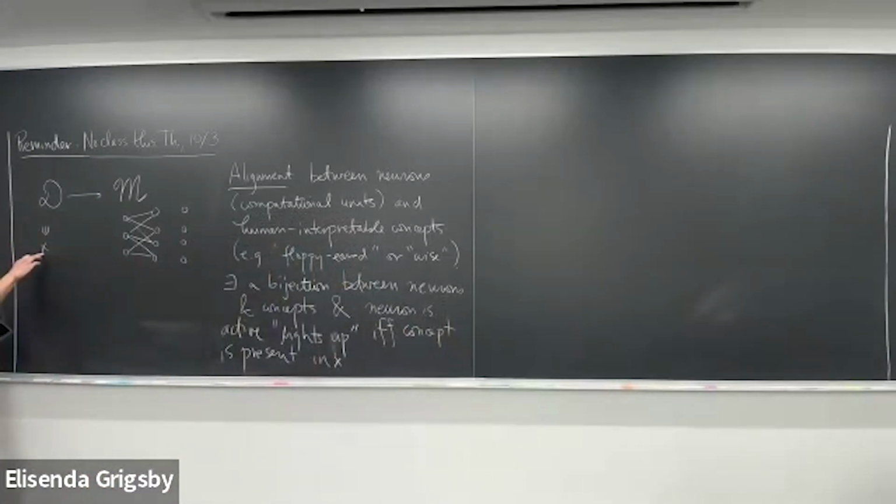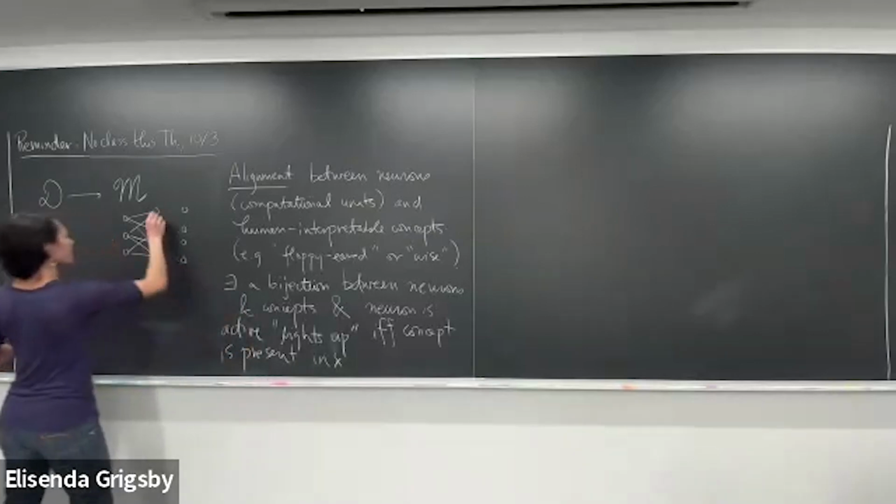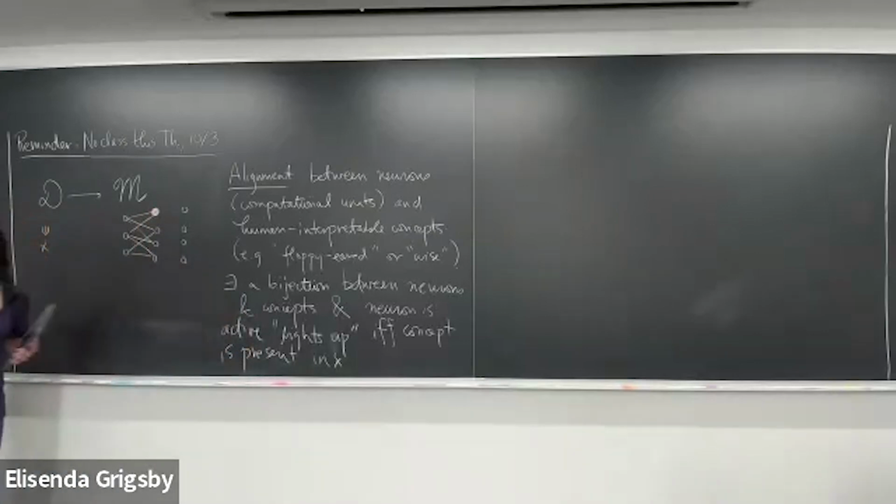Okay, so you might feed this X through the model in some way, and if, say, this neuron here is the concept for floppy-eared, and this X happens to be a picture of, I don't know, a Dalmatian or something, then this neuron is going to light up, and it will only light up when this X has that floppy-eared concept. So this is the informal description of what we mean by alignment between neurons, concepts, and data.